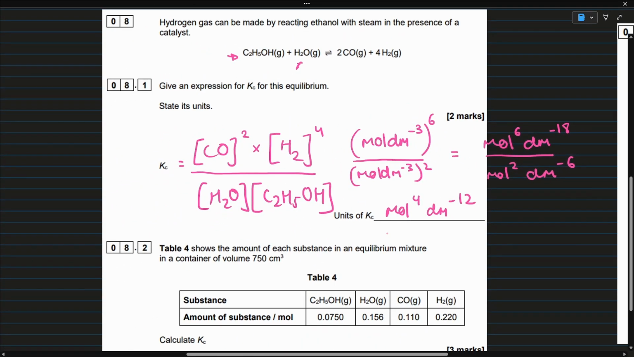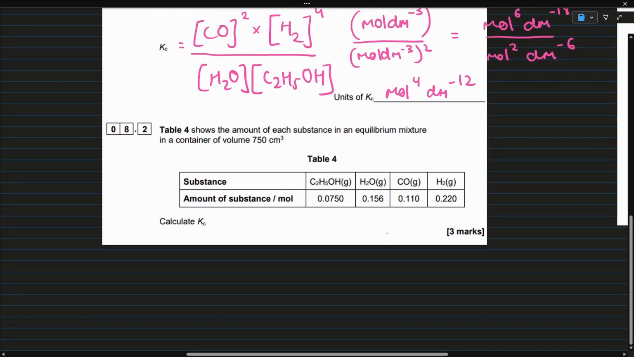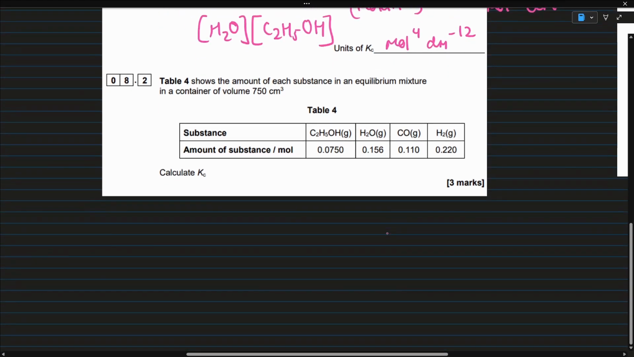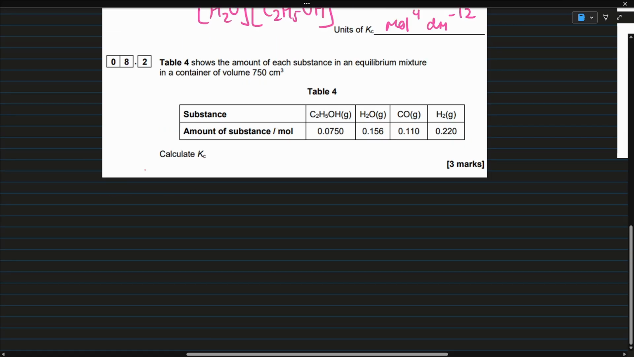Okay, so that was quite straightforward. Let's look at the second part of this question. It says that table 4 shows the amount of each substance in an equilibrium mixture in a container of volume 750 centimeters cubed, and it wants us to calculate Kc. So all we have to do is find the concentrations of each of our different substances and put them in the equation. Remember that volume is in decimeters cubed, so that's going to be 0.75 decimeters cubed.